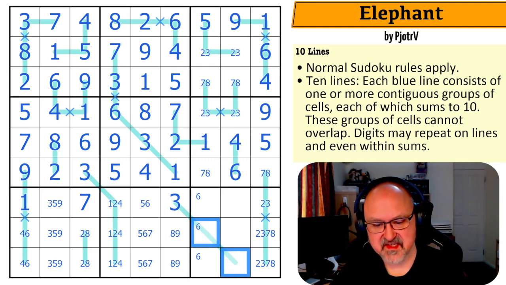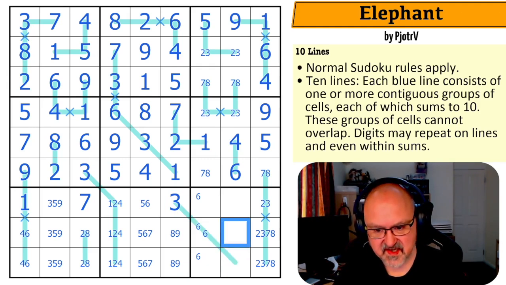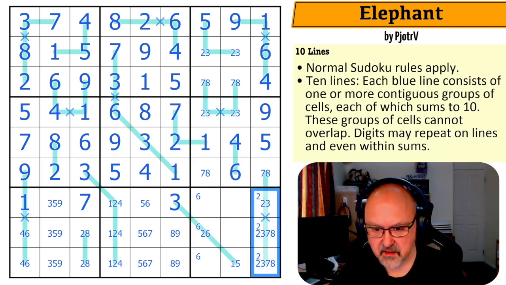These now have to sum to 7. So they could be 6 and then 1. If they're 5, 2, it's 5, 2 in that order. But it can't be, because 2 is down here. 2 and 3 are down here. So I can't do 5, 2, and I can't do 3, 4. So this has to be 6 and 1.